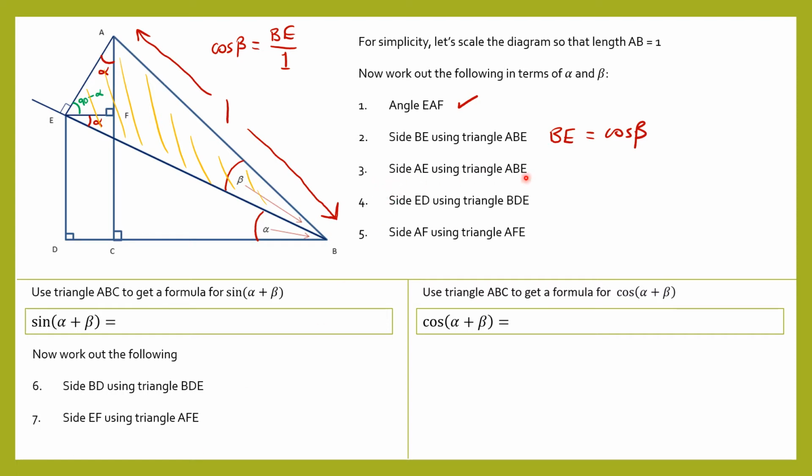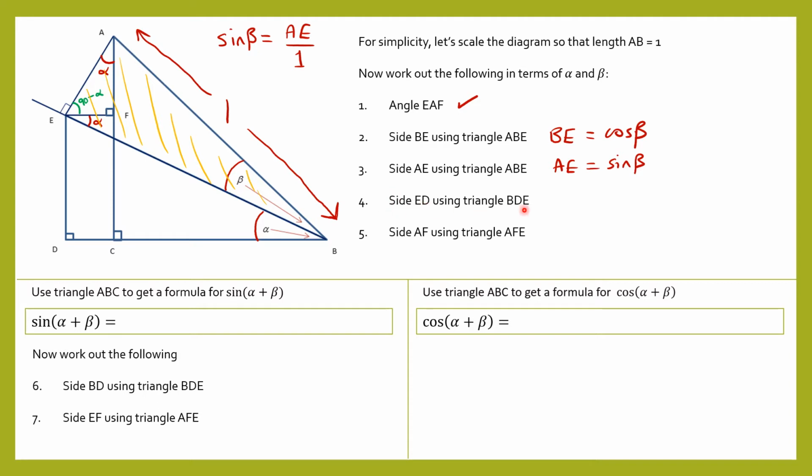Next up, step 3, again using triangle ABE, this time work out side AE. So same triangle, this time we're working out AE. Once again, right-angled triangle trigonometry. Pause the video and please work out AE. So again, I'm going to use angle beta, the hypotenuse, which is 1, but this time the opposite is what I want to work out. So it's sine, because it's opposite over hypotenuse. Sine of the angle is the opposite divided by the hypotenuse. So therefore, side AE is sine beta.